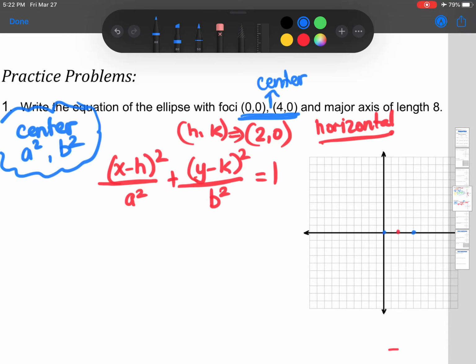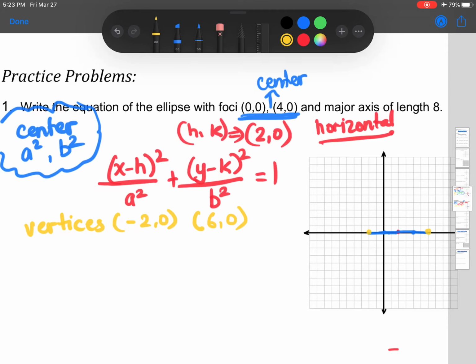It says the major axis is of length 8. It has to be from the center, a total of 8, right? 4 in either direction. So 1, 2, 3, 4. That gives me my vertices. Does that make sense? So what are my vertices? My vertices are negative 2, 0 and 6, 0.